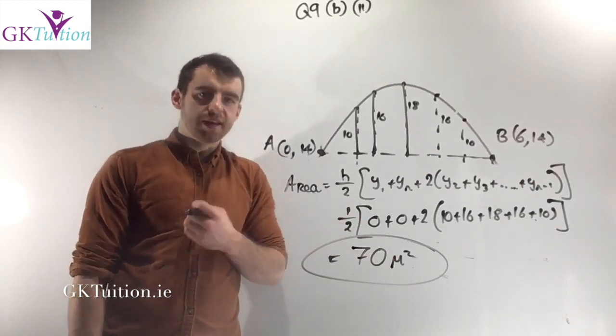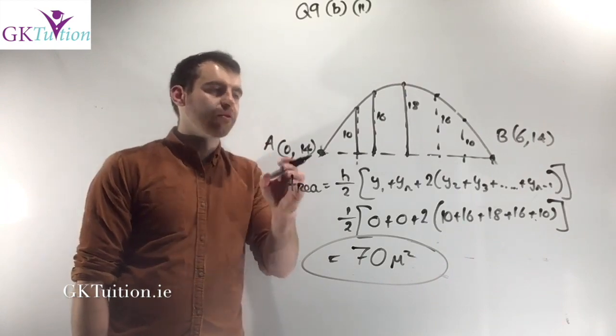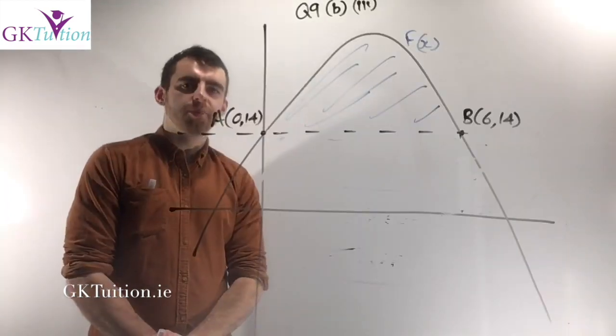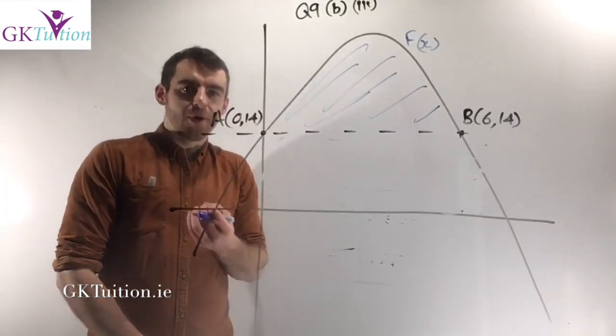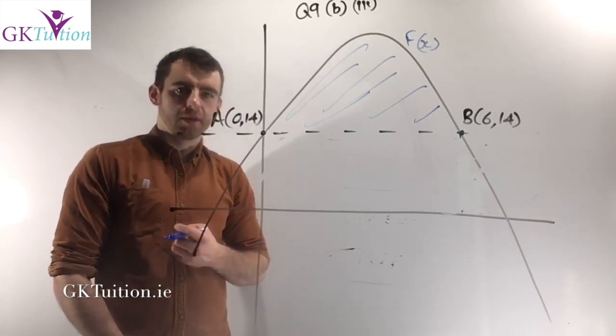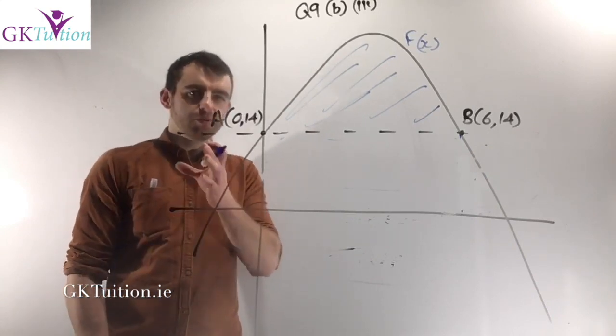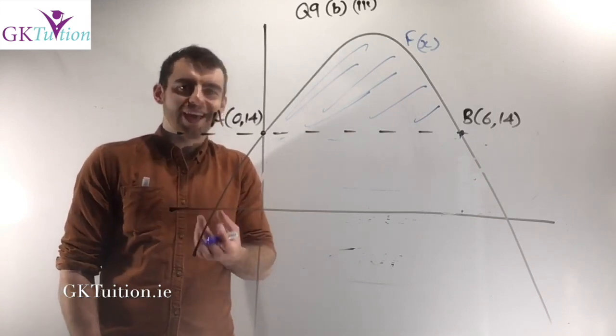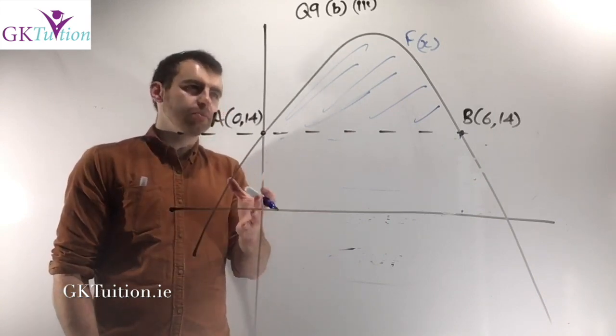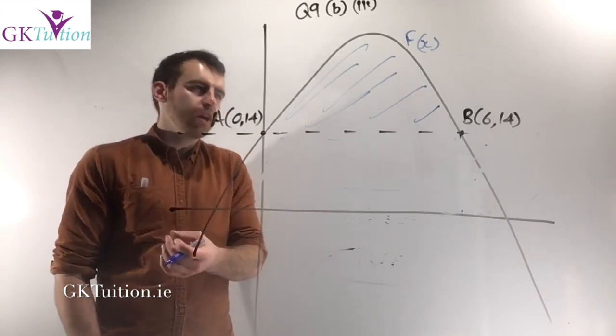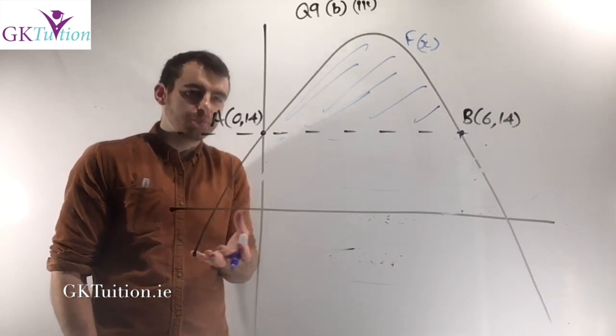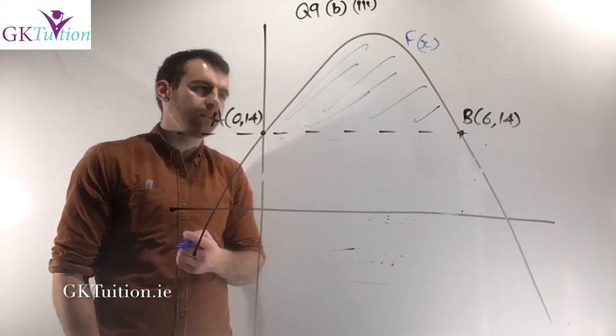So now let's look at the next part of the question where we actually accurately find this area. In B part 3, we're asked to now accurately find the area of that region. Remember that in B part 2, if we use the trapezoidal rule, it's only an estimate of the area. So our answer to B part 2 was 70 meters squared, which means our answer to B part 3 should be similar enough. It should be close enough to 70.